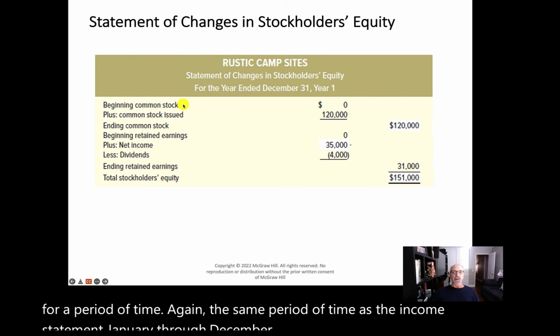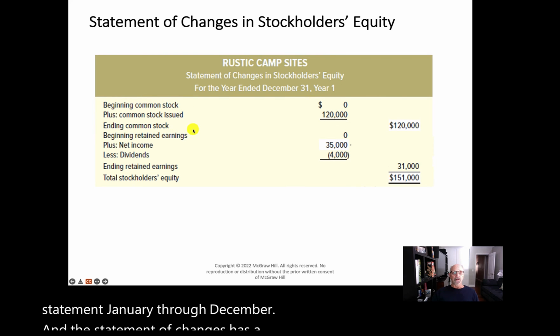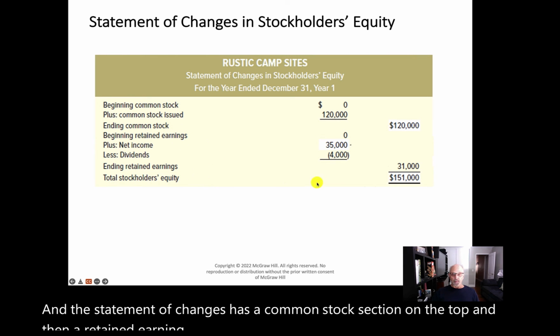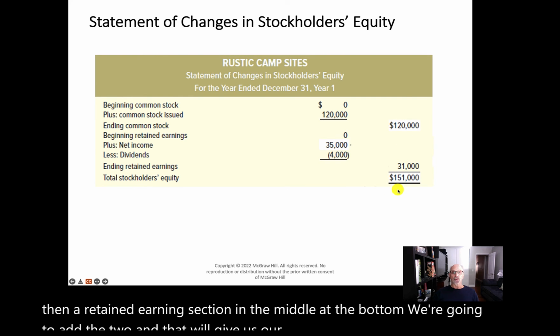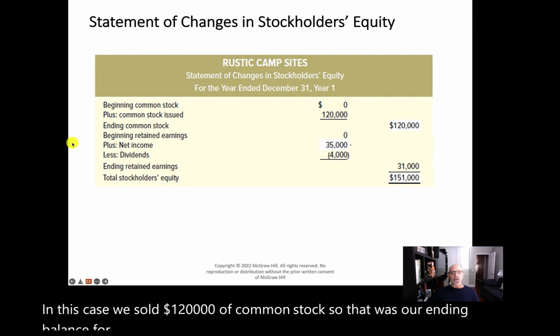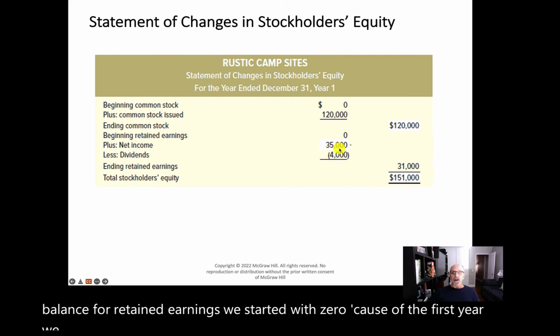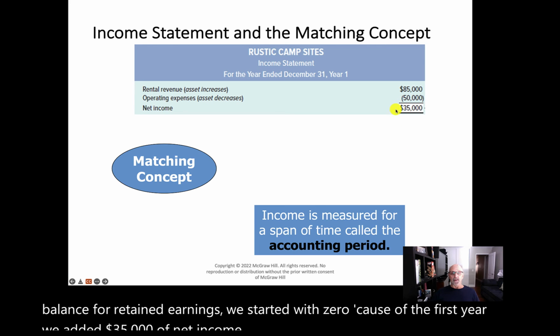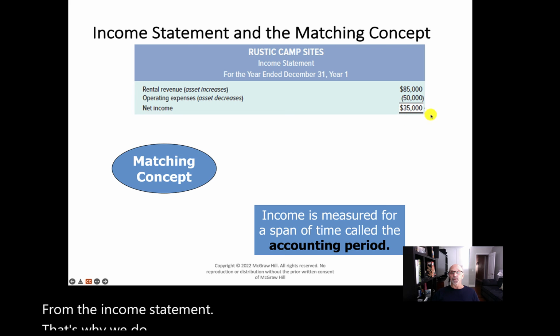Now, the statement of changes has a common stock section on the top, and then a retained earnings section in the middle. At the bottom, we're going to add the two, and that will give us our total stockholders' equity. In this case, we sold $120,000 of common stock, so that was our ending balance. For retained earnings, we started with zero because it's the first year. We added $35,000 of net income from the income statement. That's why we do the income statement first.